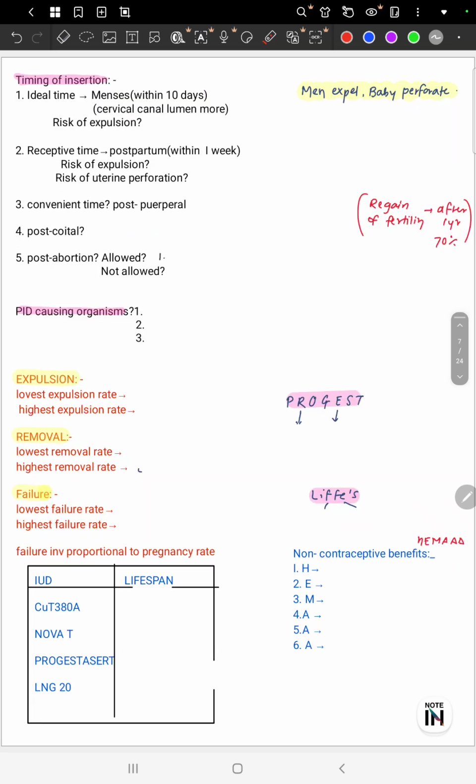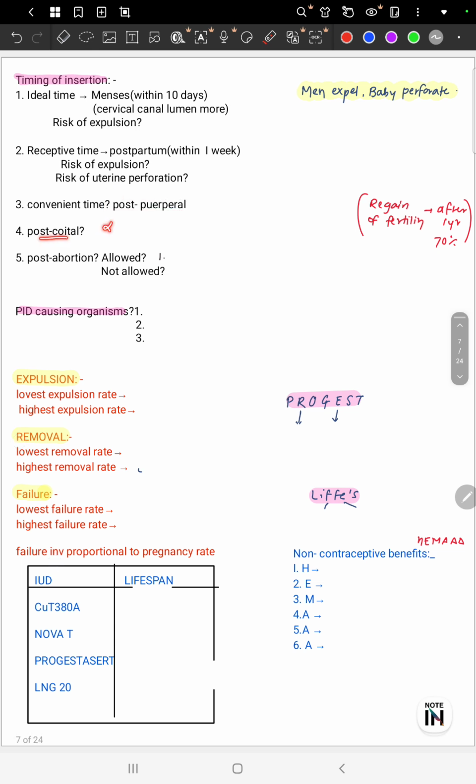Now the most important thing about IUCDs, from where most of the MCQs come, is this particular page. First, what is the ideal time of insertion of IUCDs? The most ideal time is during the menses, that is within 10 days. The risk of expulsion is low in this time. The receptive time is considered to be the postpartum period, that is within 1 week after delivery. The risk of expulsion as well as uterine perforation, however, is high, because here uterine involution gets started. The convenient time is the postpartum period.